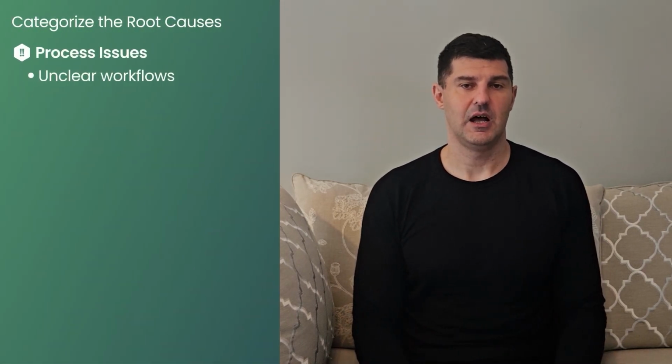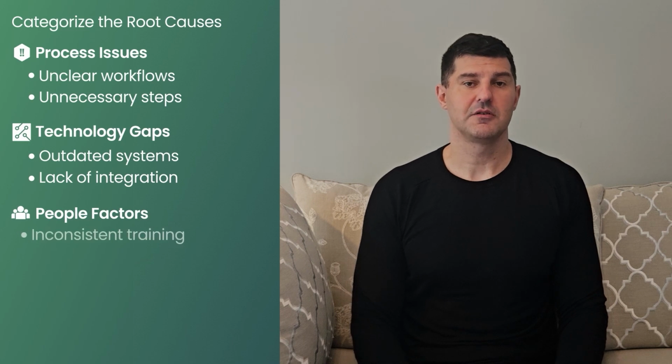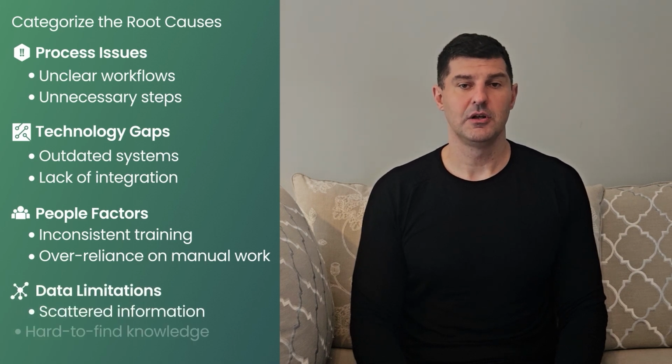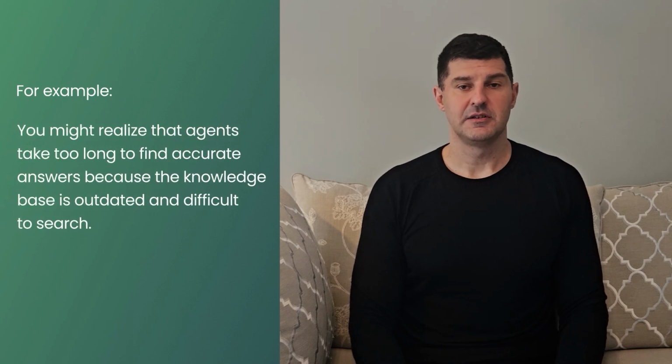Instead of treating the problem as one big issue, you can group related challenges together. Common categories include process-related issues such as unclear workflows or unnecessary steps, technology gaps, outdated systems, or lack of integration. Let's not forget the people factors. Inconsistent training or over-reliance on manual work can cause many issues. And finally, data limitations, scattered information, or hard to find knowledge. For example, you might realize that agents take too long to find accurate answers because the knowledge base is outdated and difficult to search.